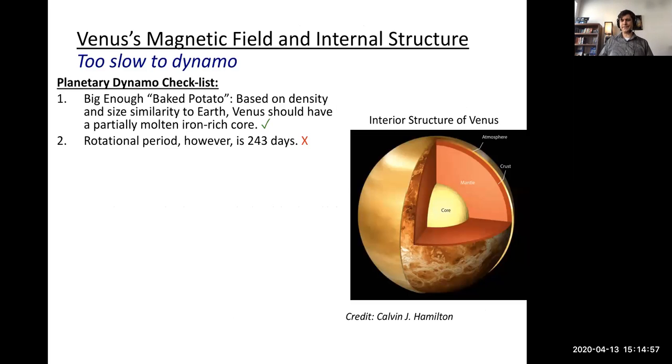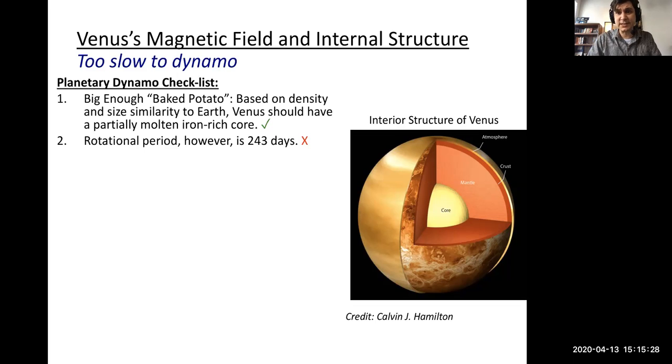All right. Now let's take a look at the interior structure and the lack of the magnetic field for Venus. So if we want to talk about if Venus has a magnetic field, we should go through our planetary dynamo checklist. Is it a big enough baked potato? 81.5% the mass of the Earth, 95% the radius, check. So yes, it should have a liquid metallic outer layer. The other thing that we have to look at, the rotation period.